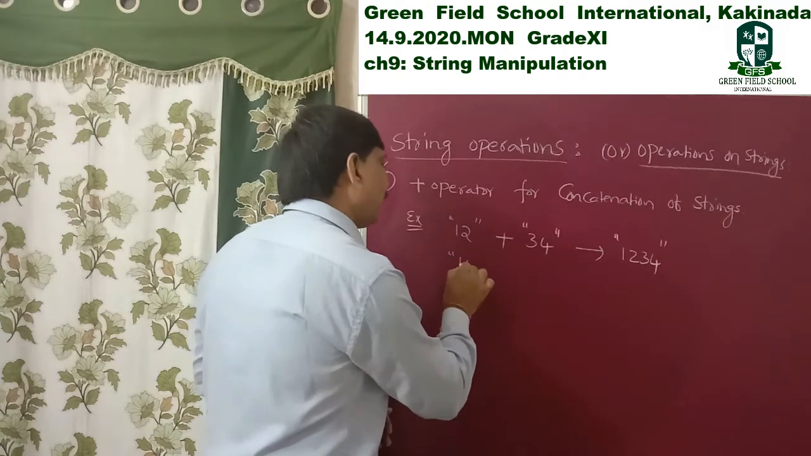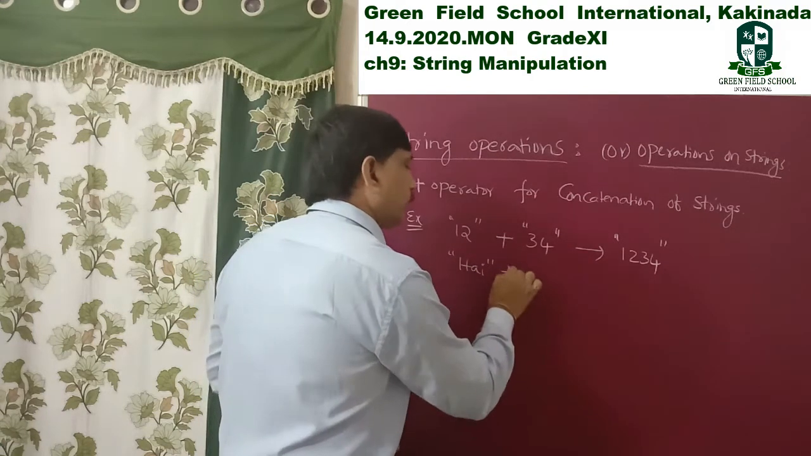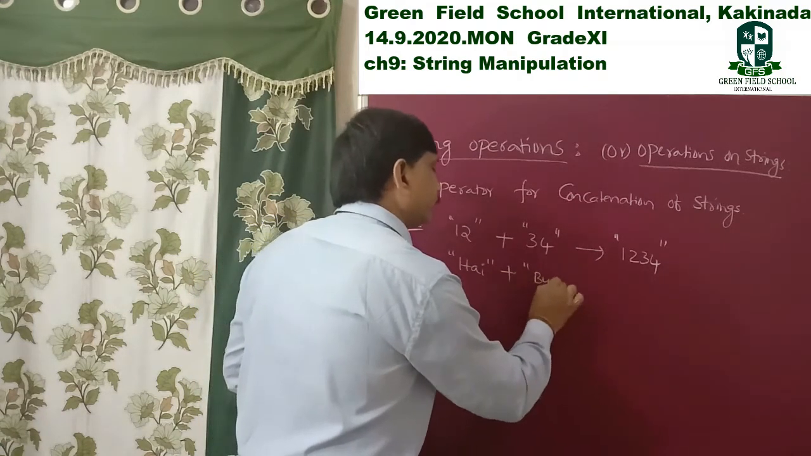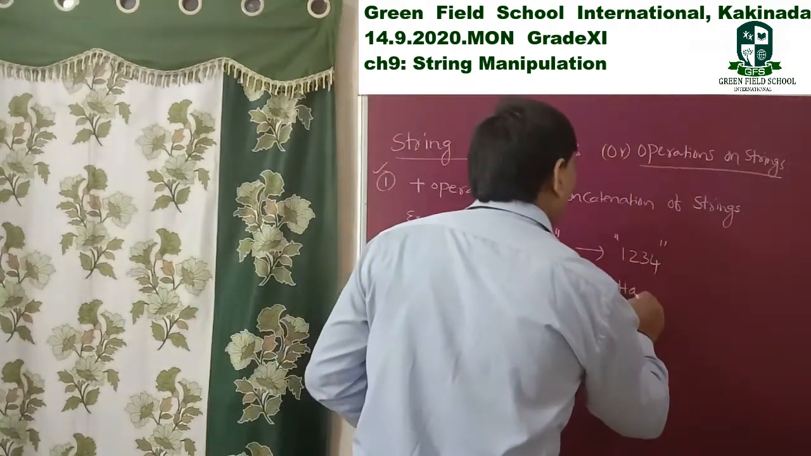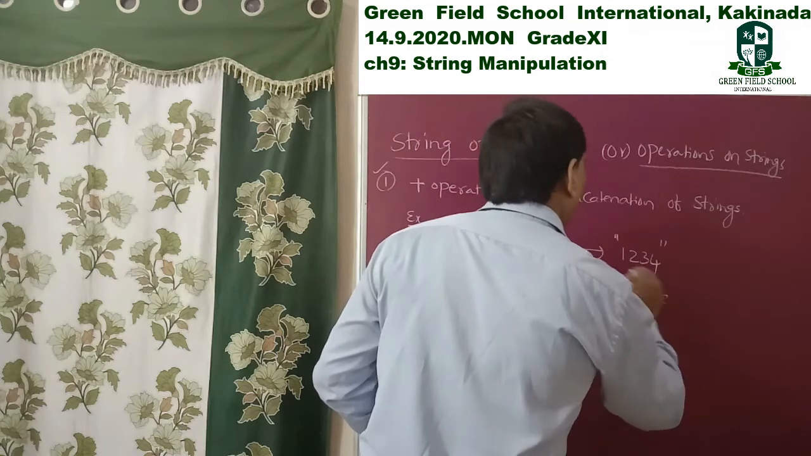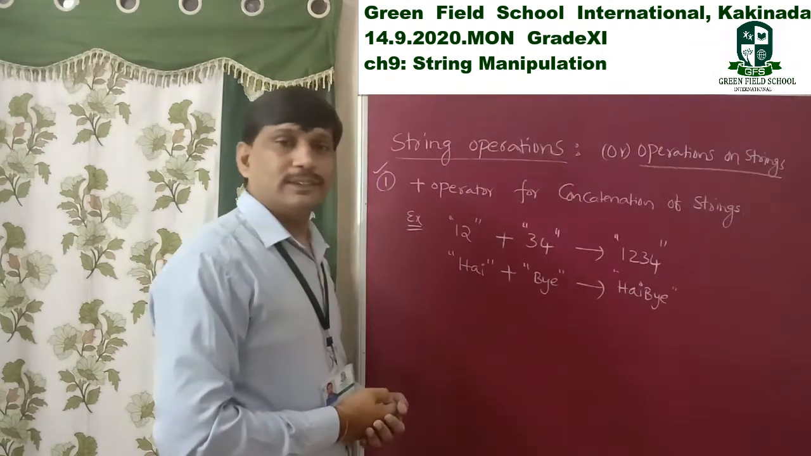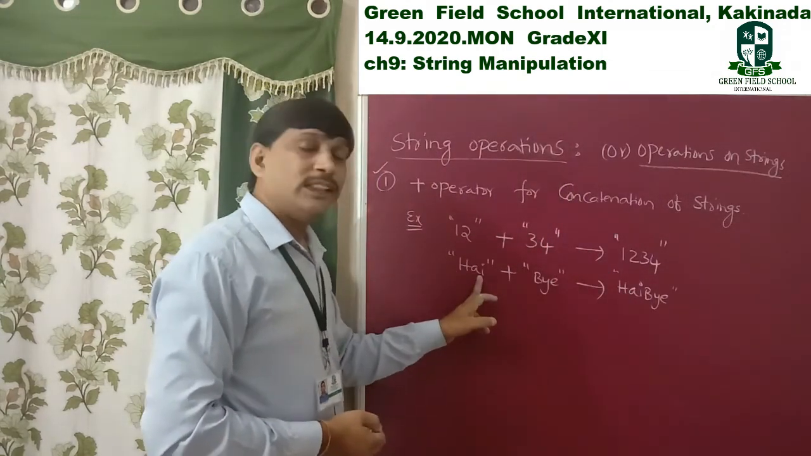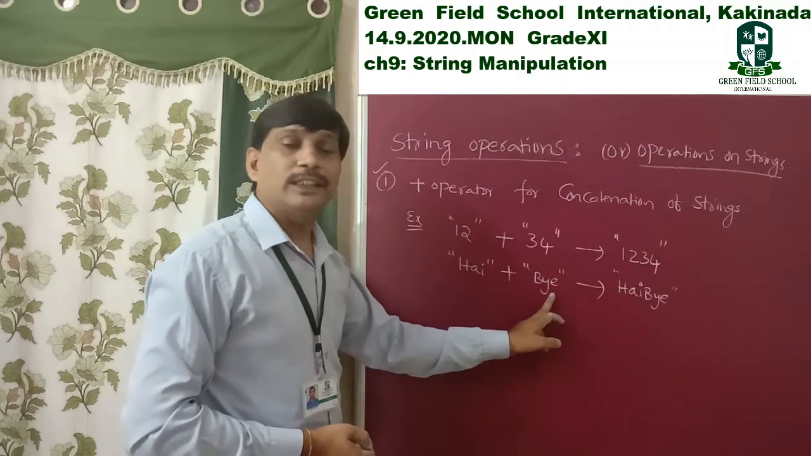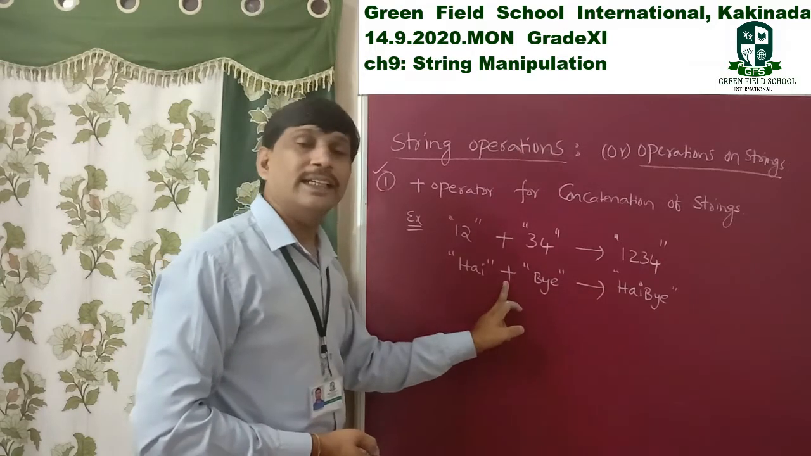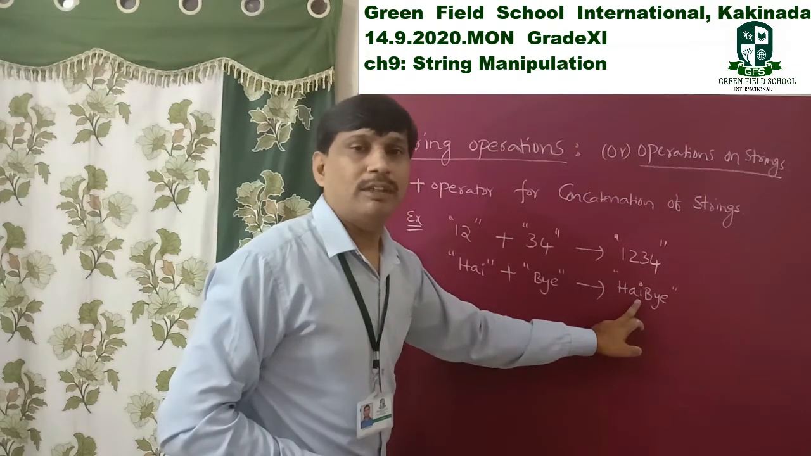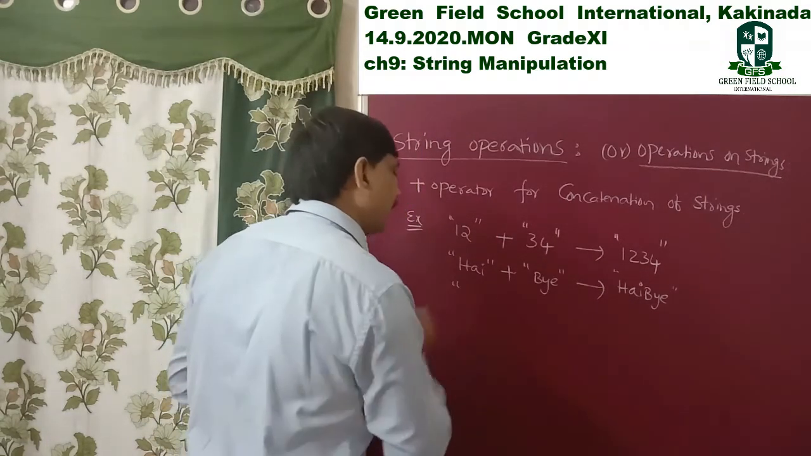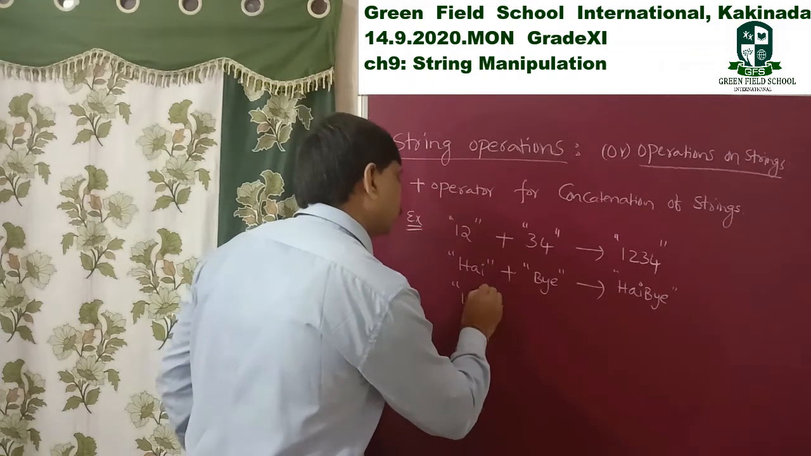Next, coming to one more example. Here, "hi" plus "bye" displays the following output: hi, bye. This one is a string, that's why you place it in quotes. So hi is one string, bye is another string. String plus string concatenation, so that's why it displays hi, bye.